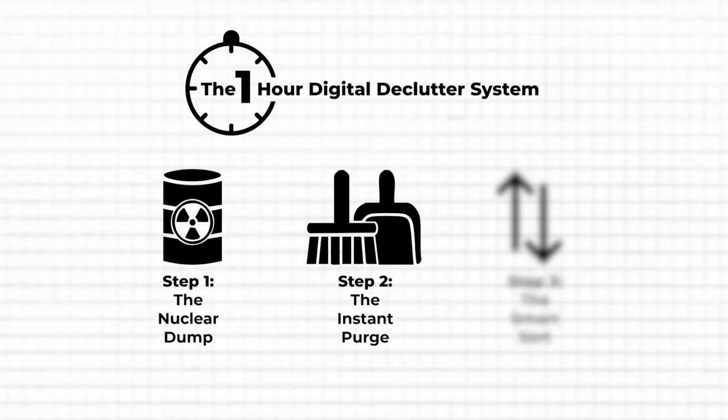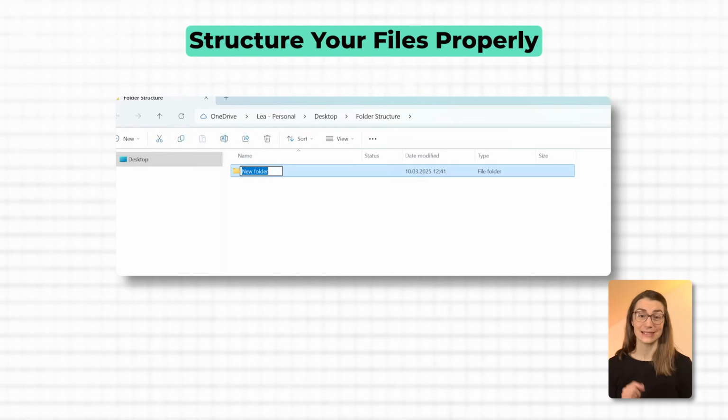Now that you've cleared the clutter and removed everything unnecessary, it's time to set up a structure that keeps your files, emails, notes, and tasks organized moving forward. The goal is simple. Create a system that's easy to maintain so you never have to deal with digital chaos again. Now go back to your clean slate folder.